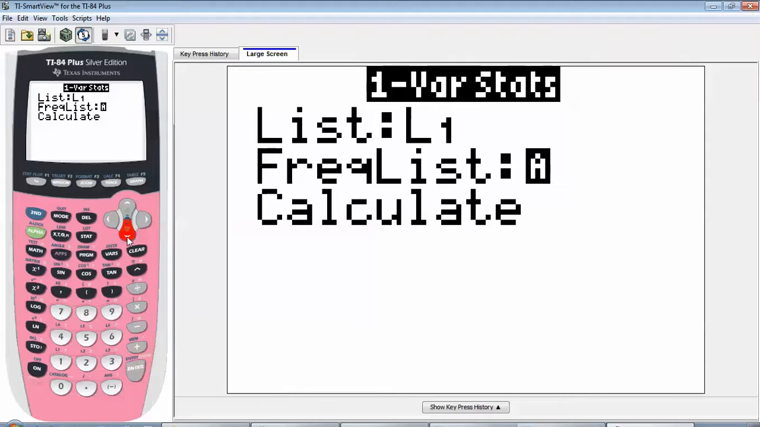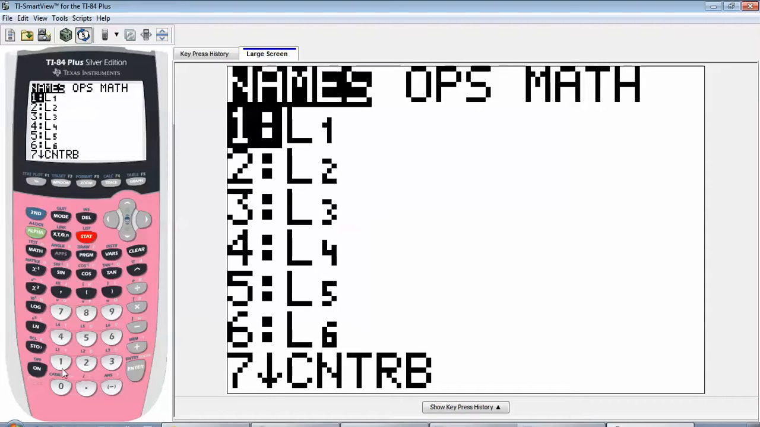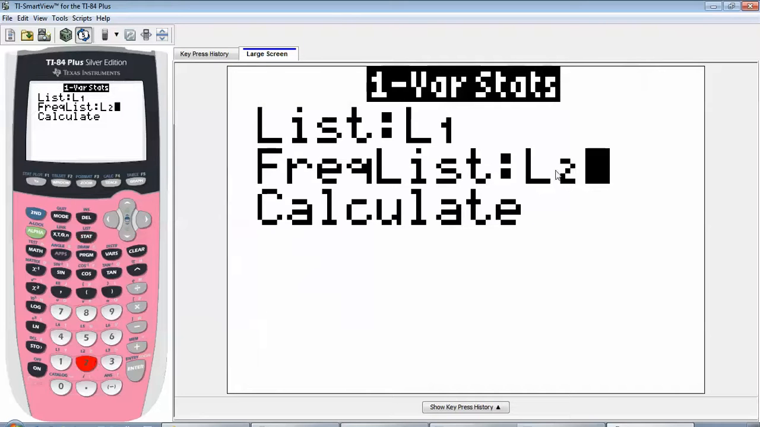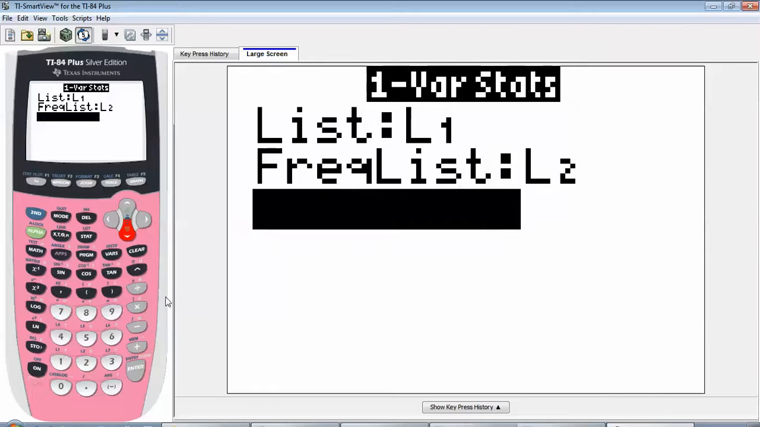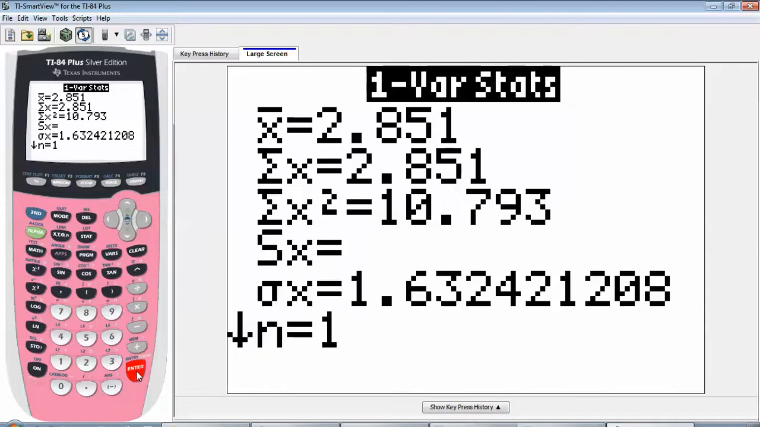The frequency list, this is where it's going to be different. Typically you leave this blank because you're only interested in the stuff in list 1. I'm going to go ahead and then do list 2. That tells you the frequencies of each of the things in L1. By the way, if you're using an 83, your command is going to be 1 Var Stats L1, L2. And I'm going to go ahead and calculate.